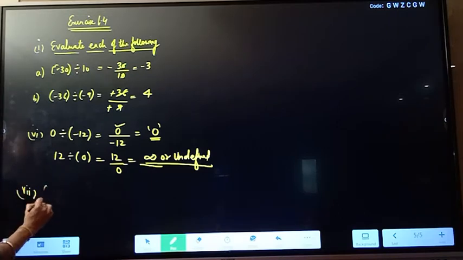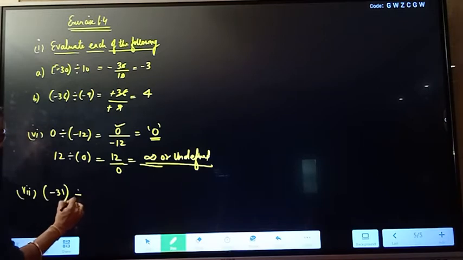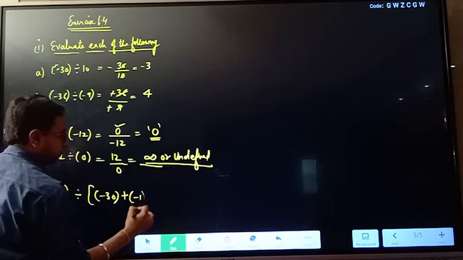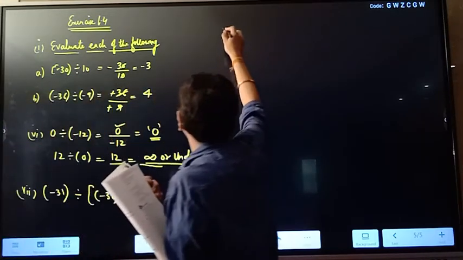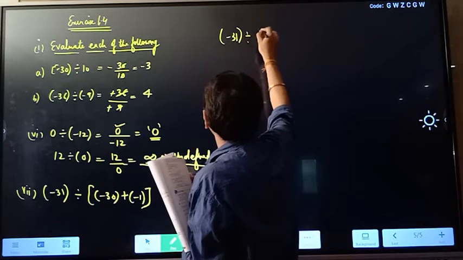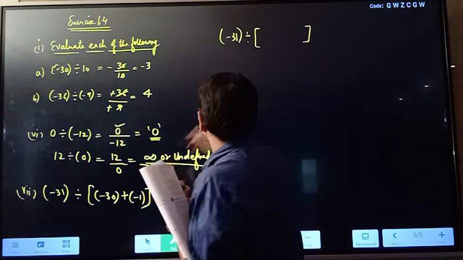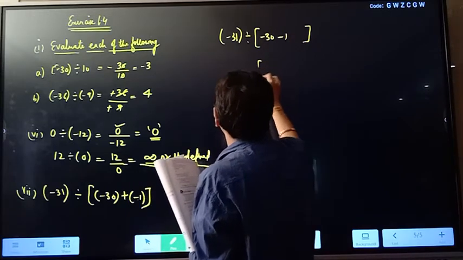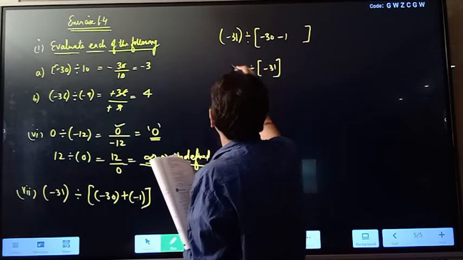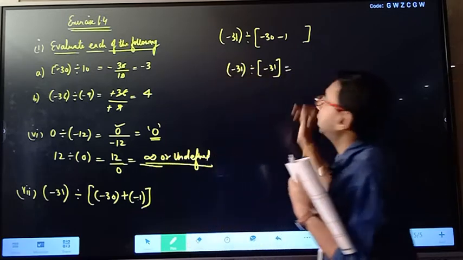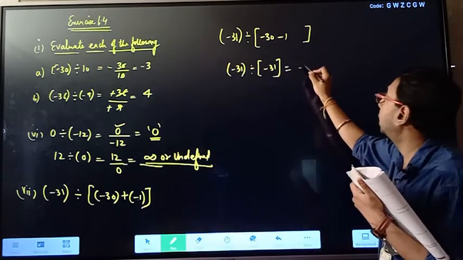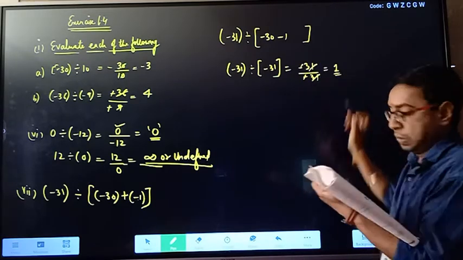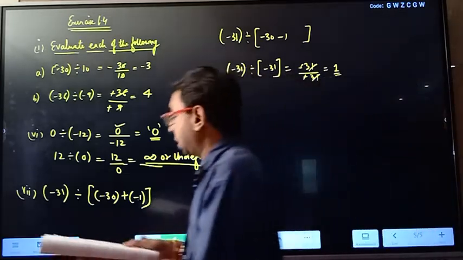Minus 31 divided by (minus 30 plus minus 1). First of all, we'll solve the bracket. Minus 31 divided by the bracket: minus 30 as it is, plus minus 1, gives minus 31. So minus 31 divided by minus 31. Since both are negative integers, like signs, definitely the result would be positive. Cancel 31 and 31. Answer is 1. Clear with this? Can we solve? Question number 2.